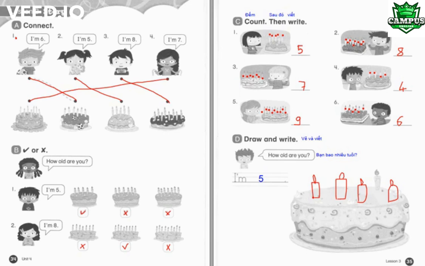How old are you? 1, 2, 3, 4, 5. I'm 5. How old are you? 1, 2, 3, 4, 5. I'm 5. How old are you? I'm 6. How old are you? I'm 7. How old are you?